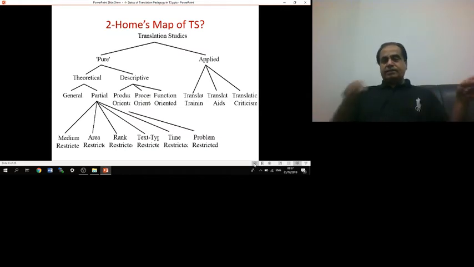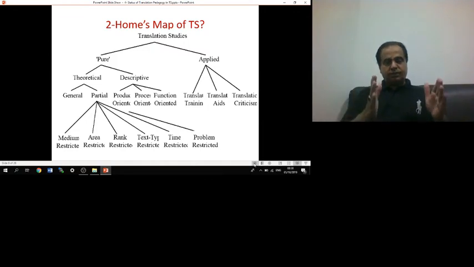There are a lot of lines and then sublines and so on and so forth. Don't worry, because we can see, basically there are two things. One is pure. As you can see, the first division is pure on the left side and applied on the right side. Now I request you to forget the applied side for the time being and come to pure only.